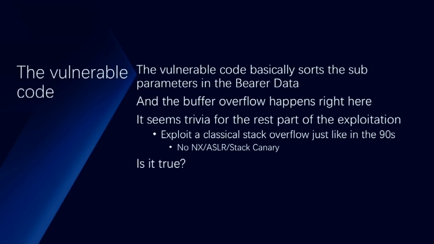So the basic function of that vulnerable code is to sort the subparameters inside the bearer data. It sorts the subparameters by their subparameter ID from small to big, and that is where the buffer overflow happens. It looks trivial to exploit since there is no ASLR in the baseband, and no stack canary. It looks like a very classical stack overflow exploit, like in the 90s, smashing the stack for fun and profit. Looks like a very easy task.